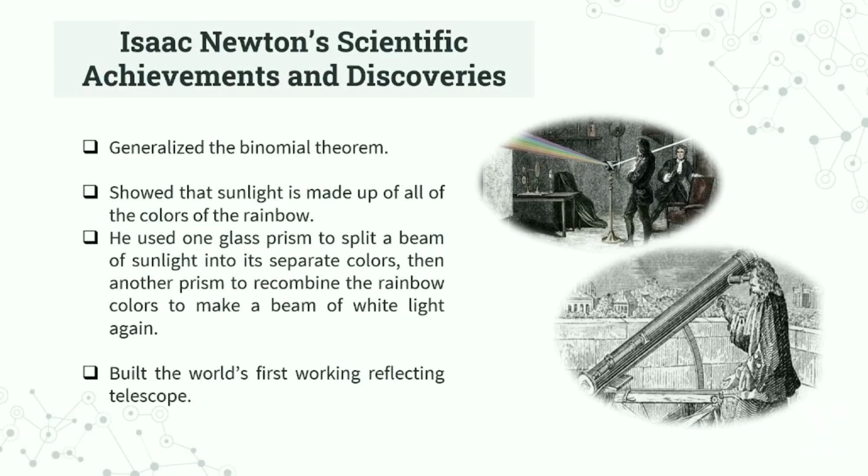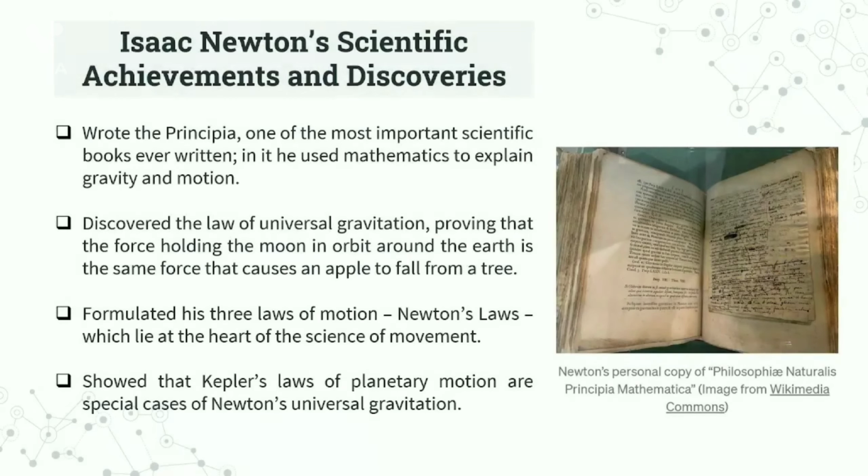Okay, so now let's talk about some of his scientific achievements and discoveries. Newton was the one who generalized the binomial theorem, showed that sunlight is made of all the colors of the rainbow, and built the world's first working reflecting telescope. He was the one who wrote Principia, one of the most important scientific books ever written. In it, he used mathematics to explain gravity and motion.